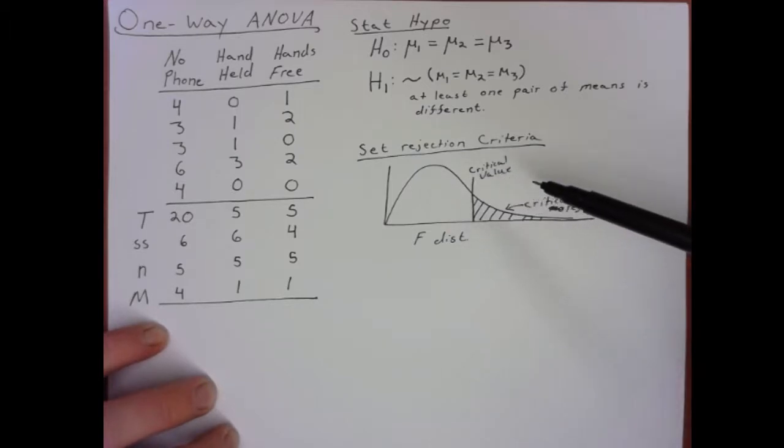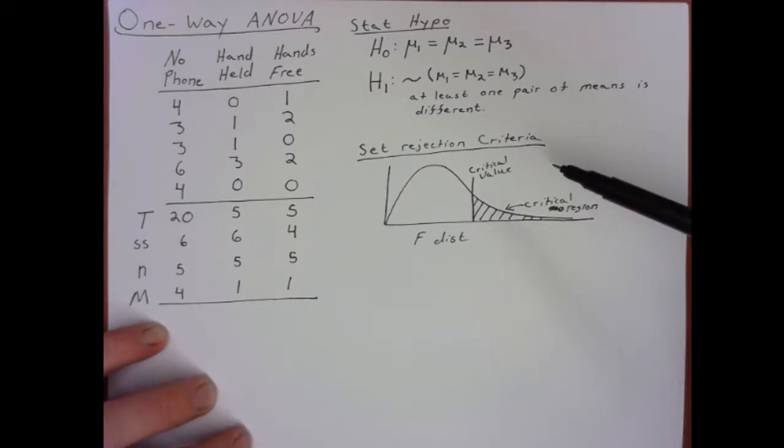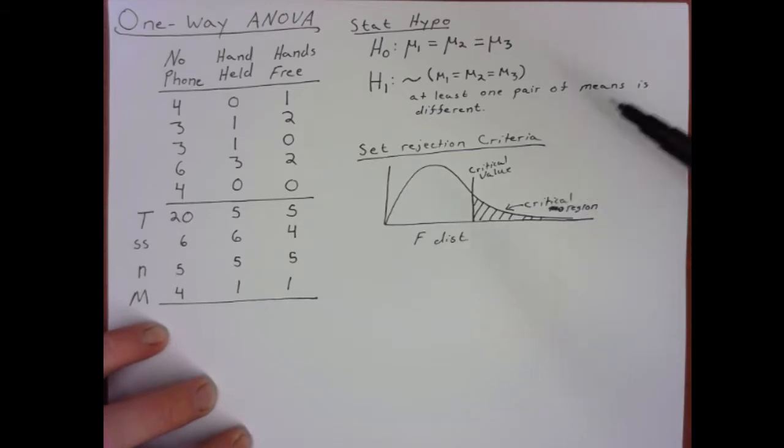Now, to do this, you actually need to look it up based on both of your different degrees of freedom. Now we'll get into this in a little bit more, but an ANOVA has a degrees of freedom for the numerator, or the between subjects variance, and a degrees of freedom for the denominator, or the within subjects variance.